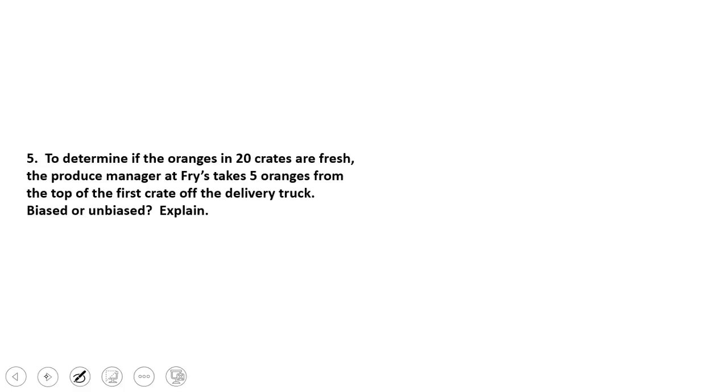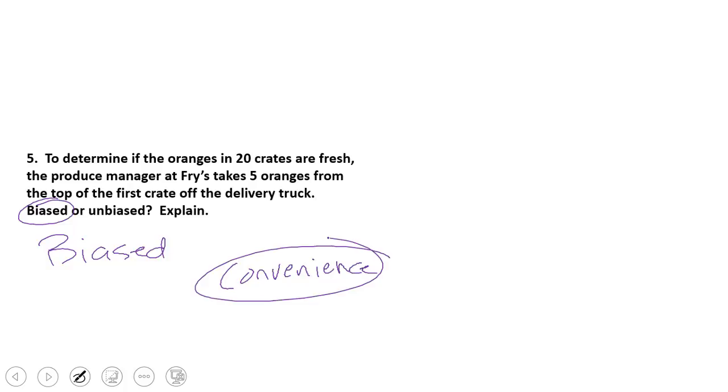To determine if the oranges in 20 crates are fresh, the produce manager at Fry's takes 5 oranges from the top of the first crate off the delivery truck. Is this biased or unbiased? Hopefully you recognize that this is a biased sample. Again, it is going to be a convenience, because he doesn't want to dig through every single crate, he only takes oranges off the top of the first one. Not a good way to survey the freshness of all the oranges.